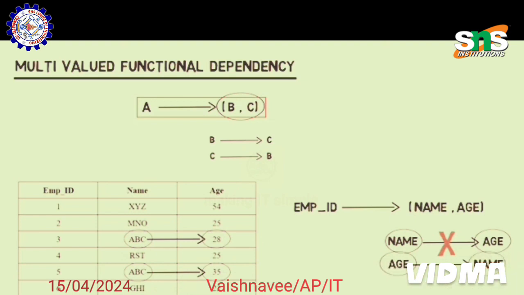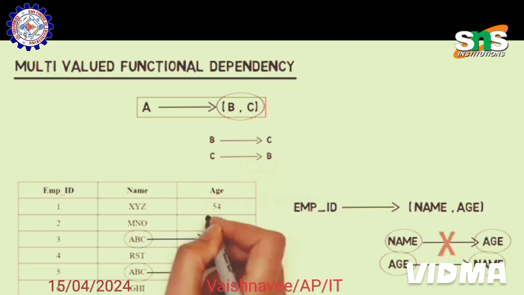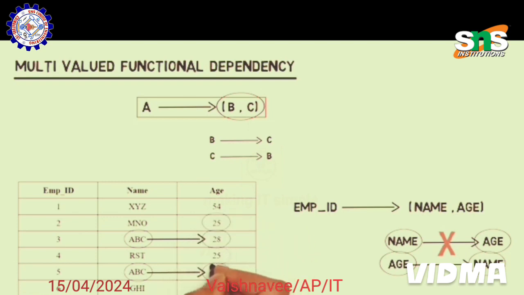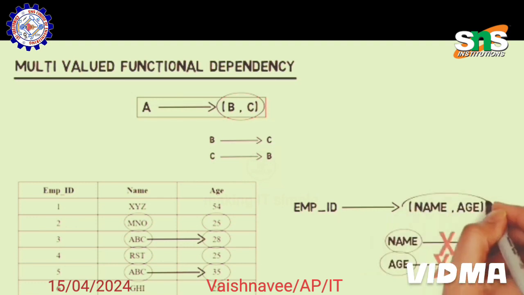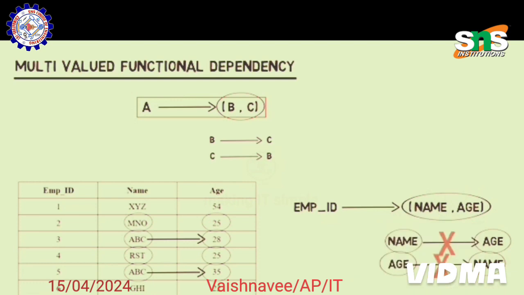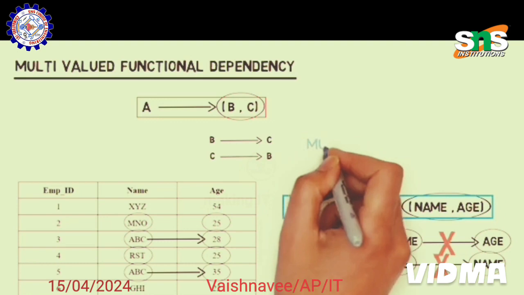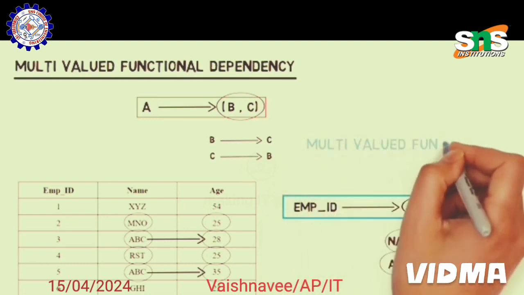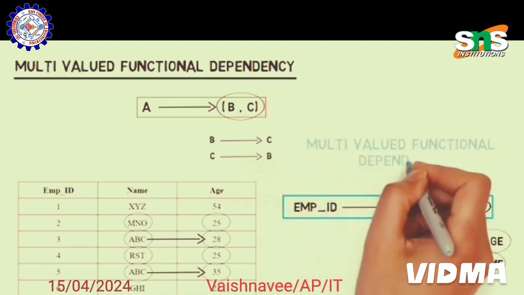Now let us check by using age, can we determine name? A similar case can be seen here also: for two same age values we have different name values. Same case as before. This is also an invalid functional dependency. So as there is no functional dependency between the dependents name and age, we can conclude that this functional dependency is a multi-valued functional dependency.